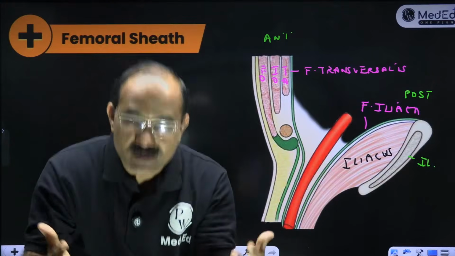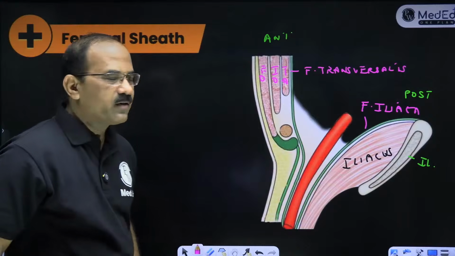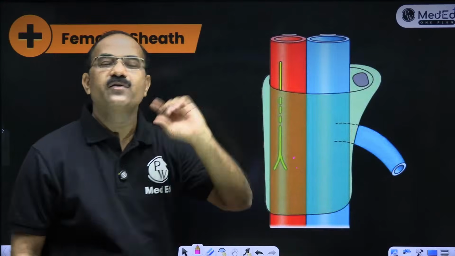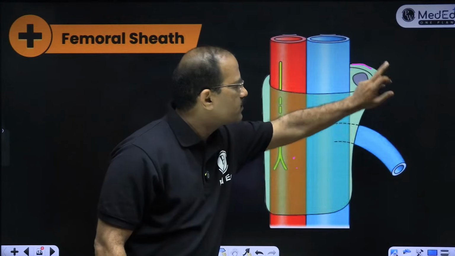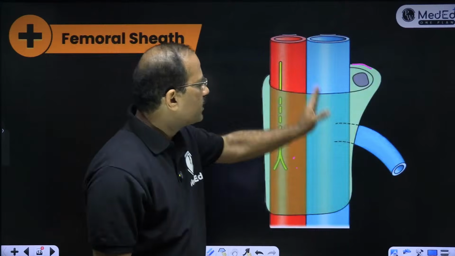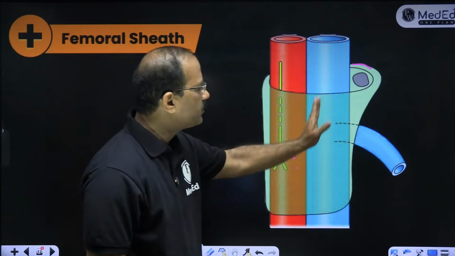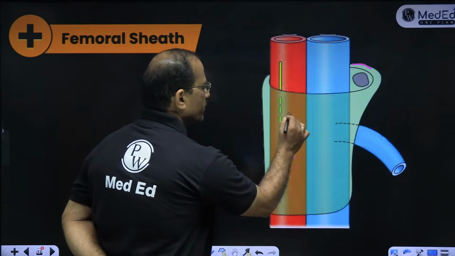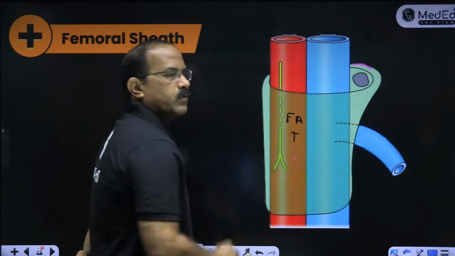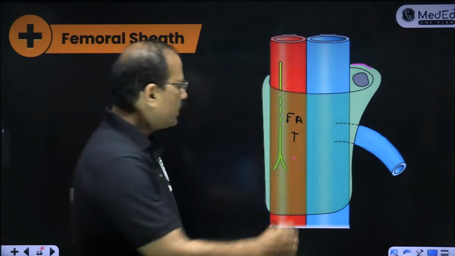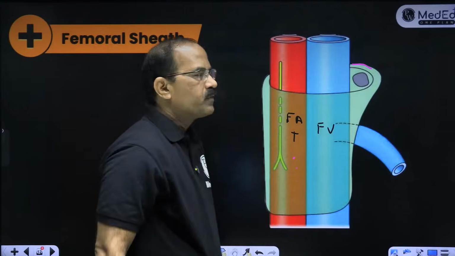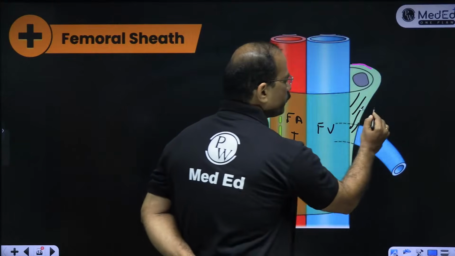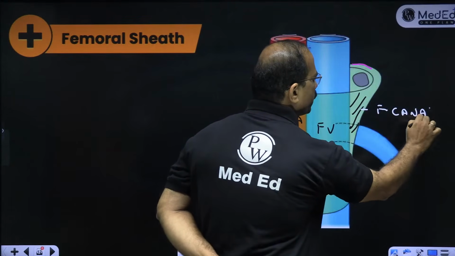So how is the femoral sheath formed? Anteriorly is the fascia transversalis. Very good. All of you are answering very well. So that's the femoral sheath. What you see in front is the fascia transversalis, and what is behind is the fascia iliaca. The femoral sheath has three compartments: lateral, intermediate and medial. The lateral compartment contains the femoral artery plus the femoral branch of the genitofemoral nerve. The intermediate compartment contains the femoral vein. And the medial compartment is empty. This is what we call the femoral canal.